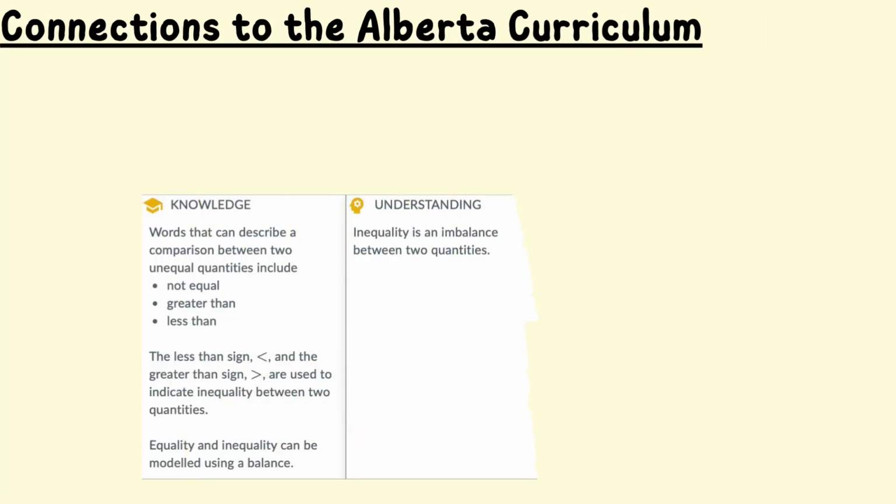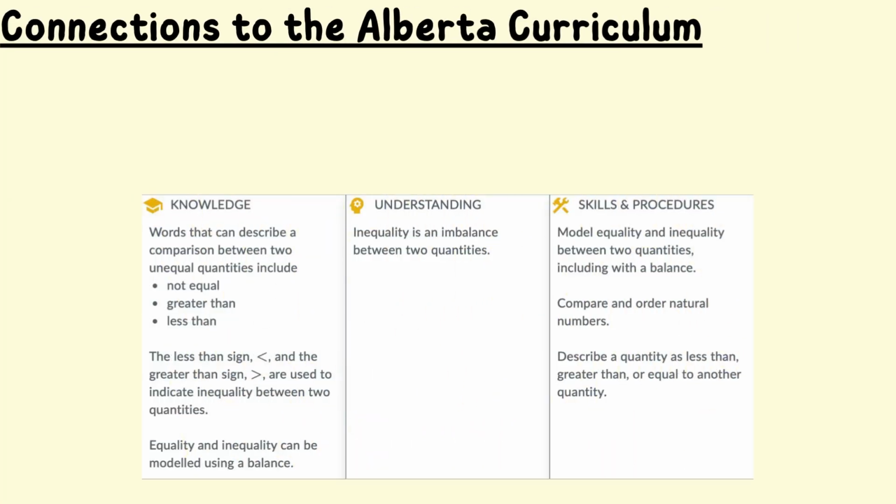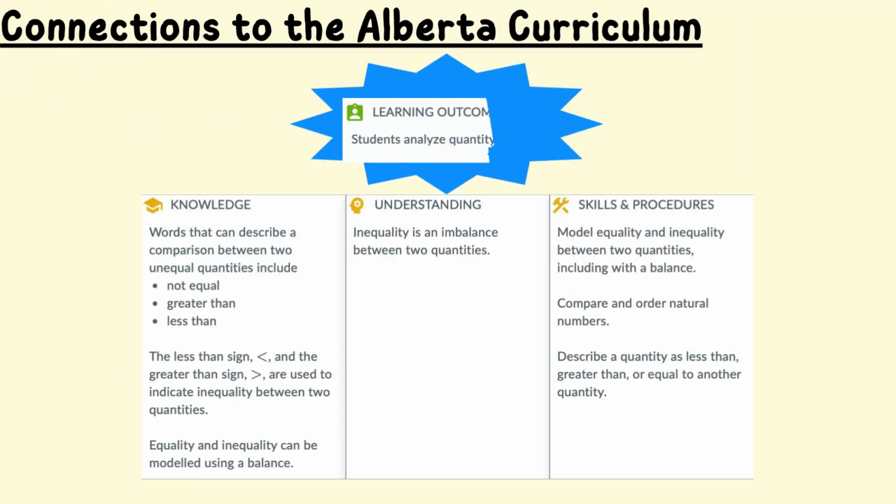This lesson addresses a Grade 2 learning outcome from the Alberta curriculum. Specifically, the outcome: students analyze quantity to 1,000. First, it builds knowledge by introducing key vocabulary such as greater than, less than, and not equal, while also familiarizing students with the less than and more than symbols. It also aids students in understanding the concept of inequality and that symbols represent an imbalance between two quantities by contrasting it with the concept of equality that students already know.